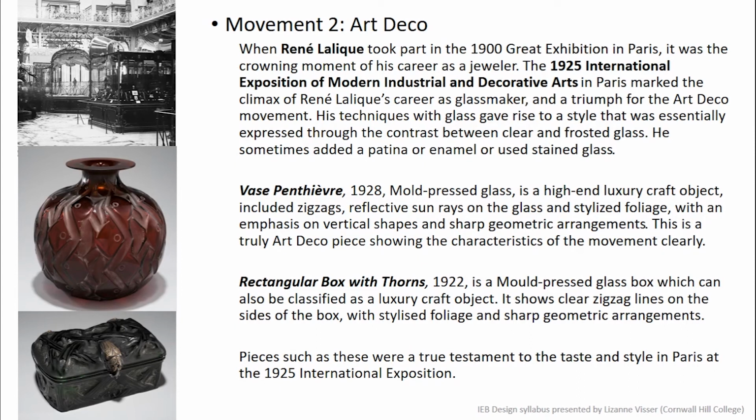Rectangular box with thorns, made in 1922, is a mold-pressed glass box, which can also be classified as a luxury craft object. It shows clear zigzag lines on the sides of the box, with stylized foliage and sharp geometric arrangements. Pieces such as these were a true testament to the taste and style in Paris at the 1925 International Exposition.